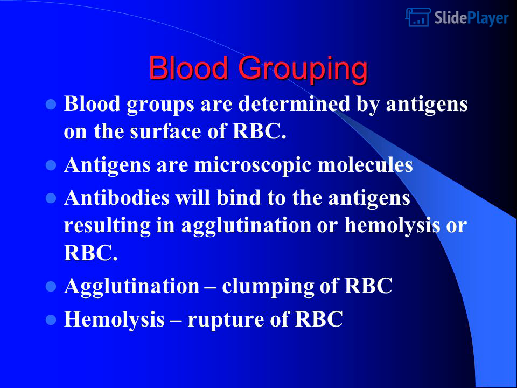Blood grouping. Blood groups are determined by antigens on the surface of RBC. Antigens are microscopic molecules. Antibodies will bind to the antigens, resulting in agglutination or hemolysis of RBC. Agglutination is clumping of RBC. Hemolysis is rupture of RBC.